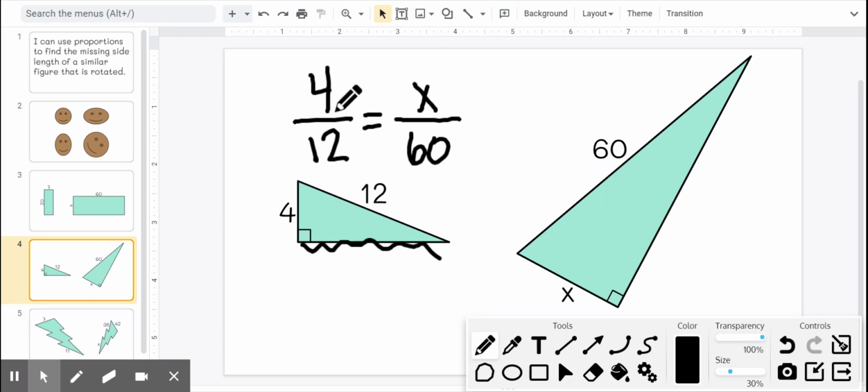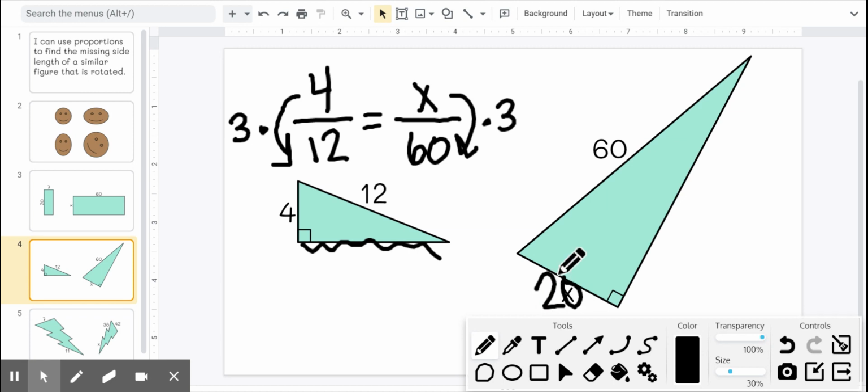All right, let's look at our smallest number. Ooh, we can multiply that by 3 to make 12. So let's do the same thing over here. However, this time we have to figure out what we started with. What number times 3 is 60? 20. So the shortest side here is 20. All right, let's try one last one.